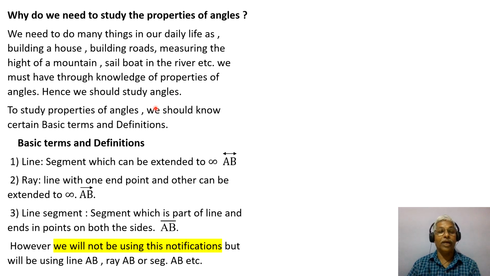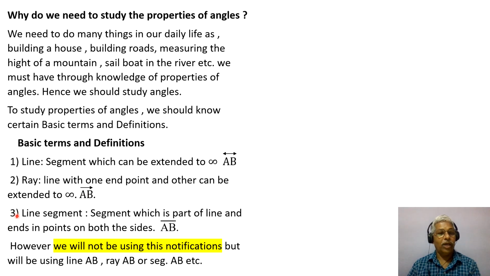Now to study the properties of angles, we should know certain basic terms and definitions. So these are some of them. One, line. What is a line? A line is a segment which can be extended to infinity on both sides. We know what a line is, and it is represented like this, AB, with such a symbol on top of AB. Second one, ray. A line with one endpoint, and the other can be extended to infinity, and it is represented like this.